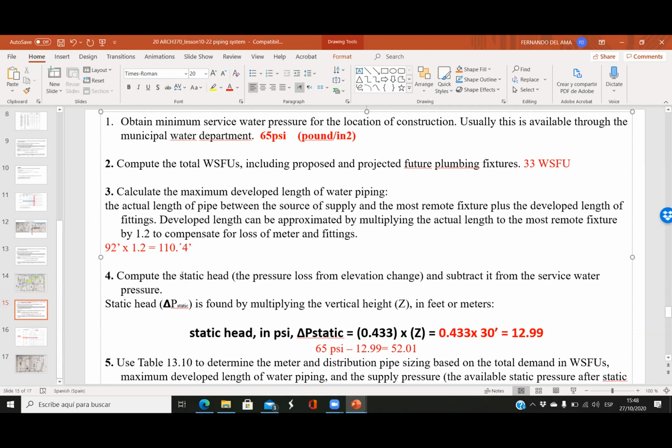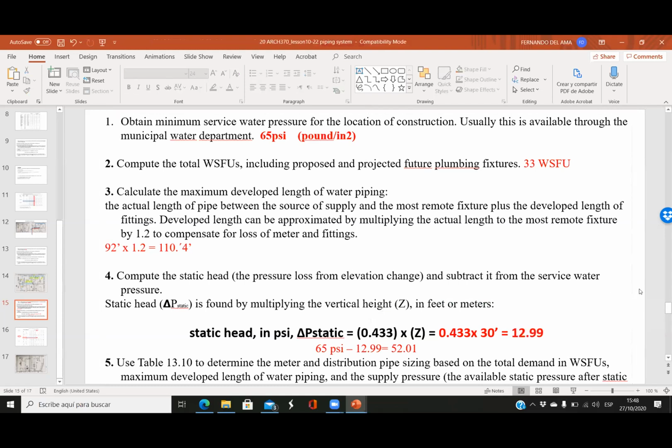This is the pressure loss from elevation, and we have to subtract it from the surface water pressure. The surface water pressure is 65. This pressure loss is found by multiplying the vertical height, which, you remember, was 30 feet, by 0.433. In this case, it's 12.99.